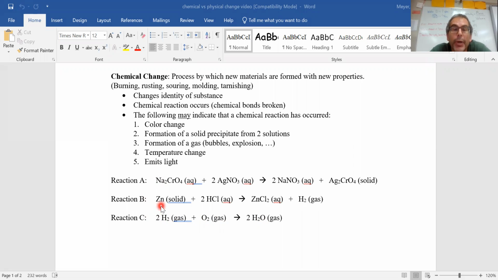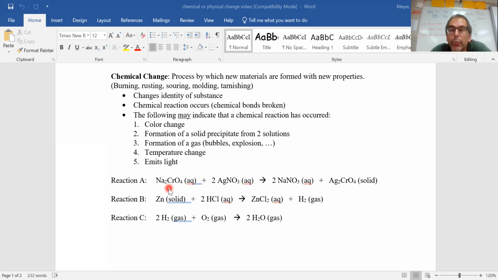In the reaction before, we took zinc solid, combined it with hydrochloric acid, and notice the hydrochloric acid was attached together, but the zinc came in and kicked the hydrogen out. Now the hydrogen formed a gas and it was all by itself, and now the zinc was with the chloride. Old bonds broke, new bonds formed.